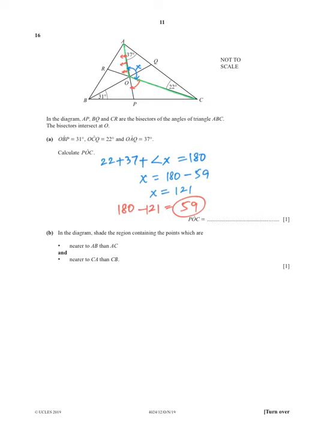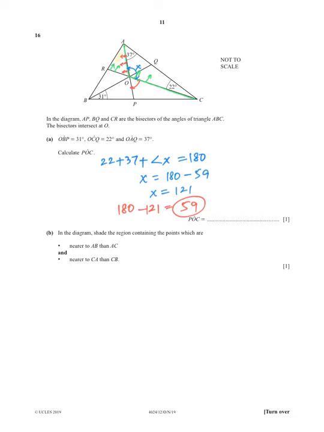And it says nearer to CA than CB. CA than CB, it talks about this line. It says nearer to CA. Nearer to CA means that now you need to go above this line. So highlight that region in which both of these arrows lie.